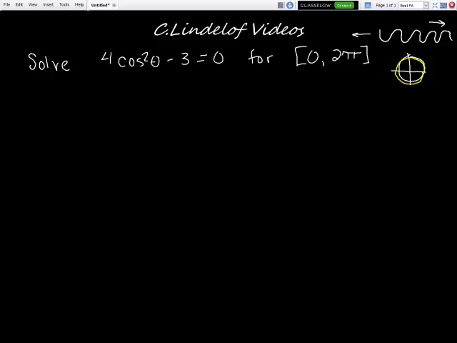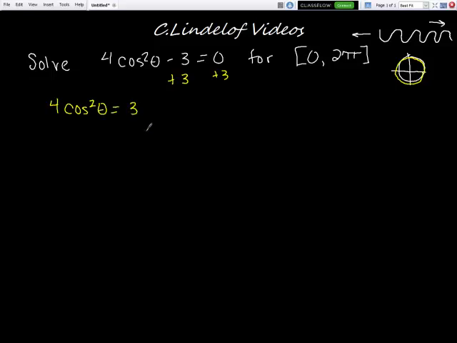So let's try this. I think it's relatively reasonable. So let's give it a chance here. All right, so all I'm going to do here is just act like this is algebra. So algebraically, to solve this, you would add 3 to both sides, wouldn't you? So plus 3 to both sides, and you would get 4 cosine squared theta equals 3.